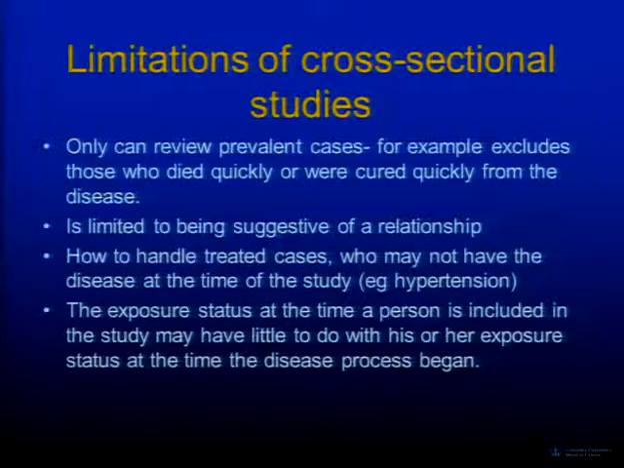In addition, for cross-sectional studies, we're only reviewing prevalent cases. So we're not going to get people who die quickly or were cured quickly from a disease. They won't be part of our study because we're just kind of taking a snapshot, and if they've already left, we're not going to get them. All we can really say with cross-sectional data is that it suggests there might be a relationship that needs further study. And there's always an issue, how do you handle treated cases?